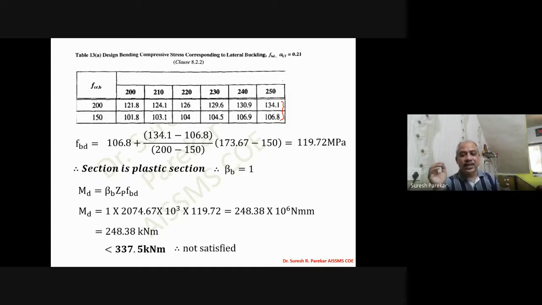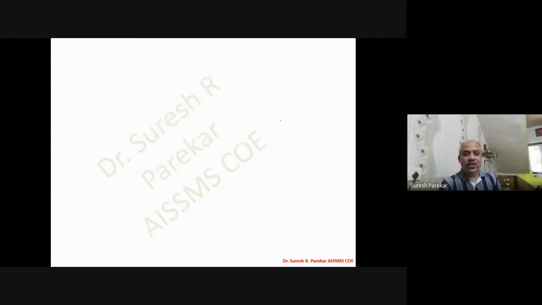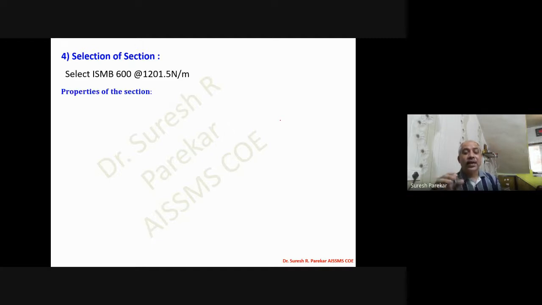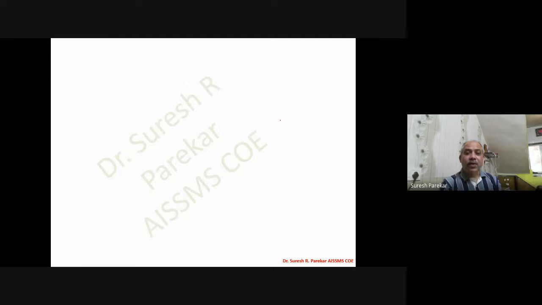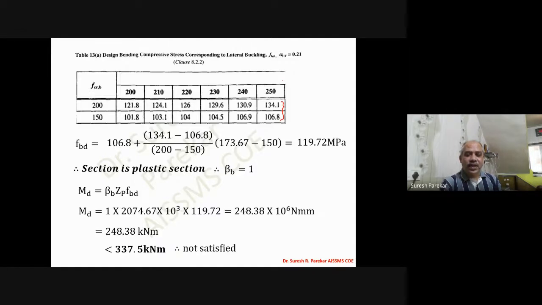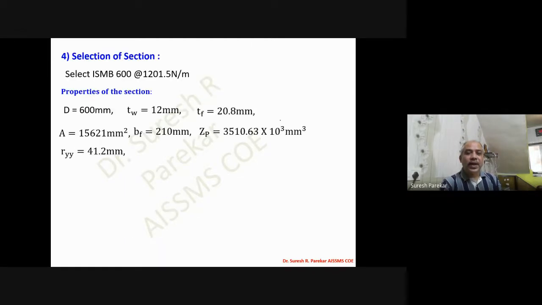Actually this is less than 337.5 kilonewton meter, which is not satisfied. So now we have to revise this section, and in this let us consider ISMB 600. Now we will go for this. Then you have to consider the next section. Can we consider 550? You can have this. So now when we consider this, I will show you. Here you can go with the classification of section. I will show you in the next slide.